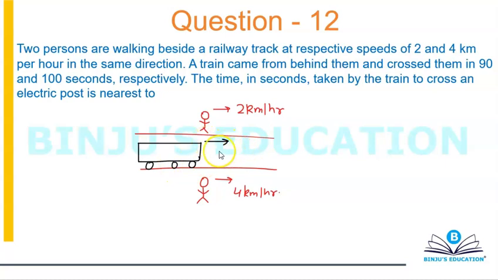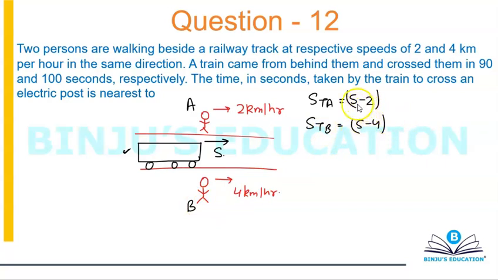So let's say the speed of the train is S, and this train crossed them in 90 and 100 seconds respectively. Now, if I use the concept of relative speed, if the things are traveling in the same direction, then the relative speed is basically the difference of their speeds, right? So the speed of train with respect to man A will be equal to S minus 2, and speed of train with respect to this person B will be equal to S minus 4.